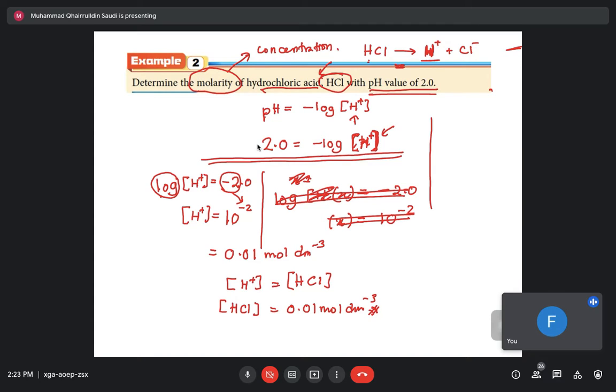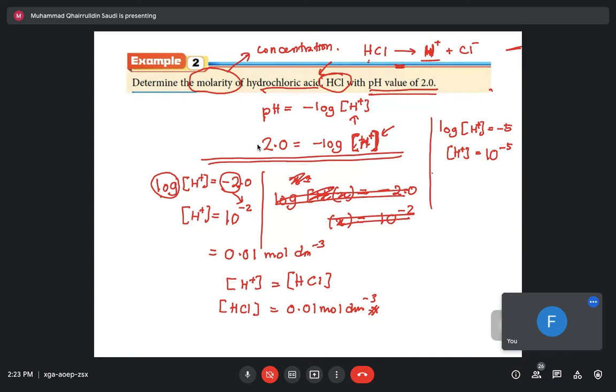Okey. Katakan kita dapat macam ni kan. Log H+ is equal to negative 5. So, kita nak bawa log tu ke sana. So, concentration of hydrogen ion is 10 to the power of negative 5. Boleh?